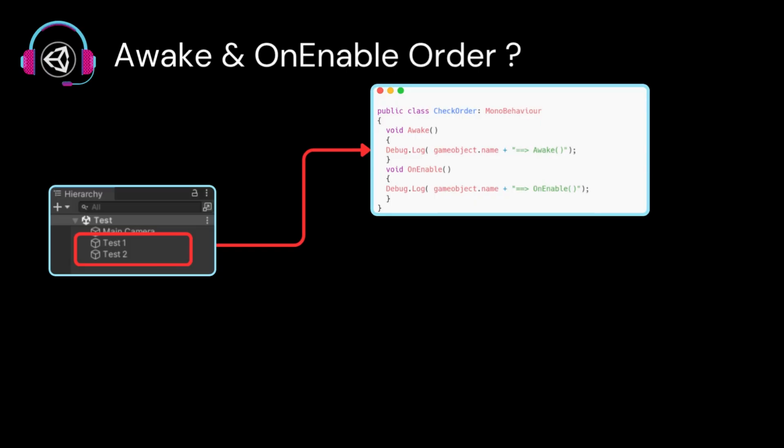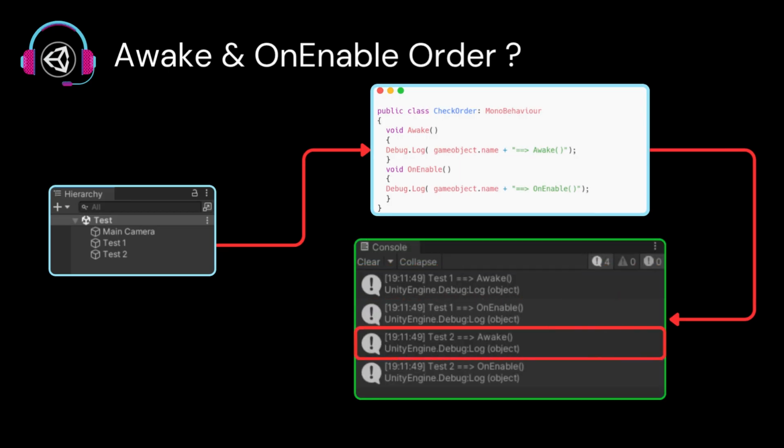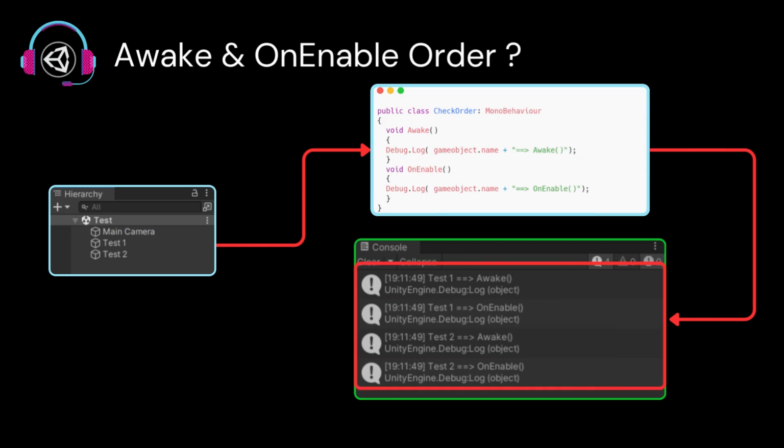So, here's what happens step by step. Test1 Awake runs first, then test1 OnEnable, then test2 Awake, and finally test2 OnEnable. So, the console output will look like this. In short, Unity first calls Awake for all objects, then OnEnable for all. Awake sets things up and OnEnable gets them running. Let's move to the next question.